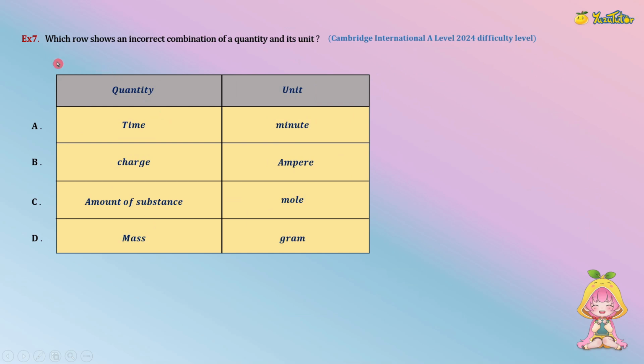Example number 7. Which row shows an incorrect combination of a quantity and its unit? First, look at A. The unit of time is minute, which is correct. Next, B. The unit of charge is actually coulomb, not ampere. Ampere is the SI unit of electric current, not electric charge. So the answer is B.